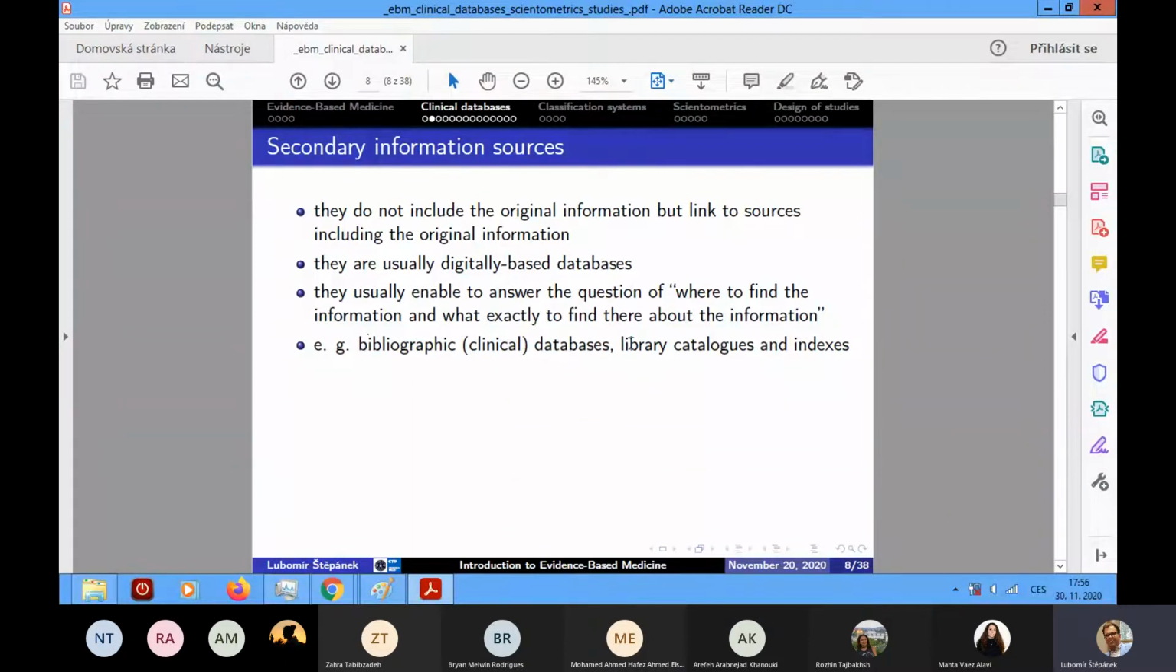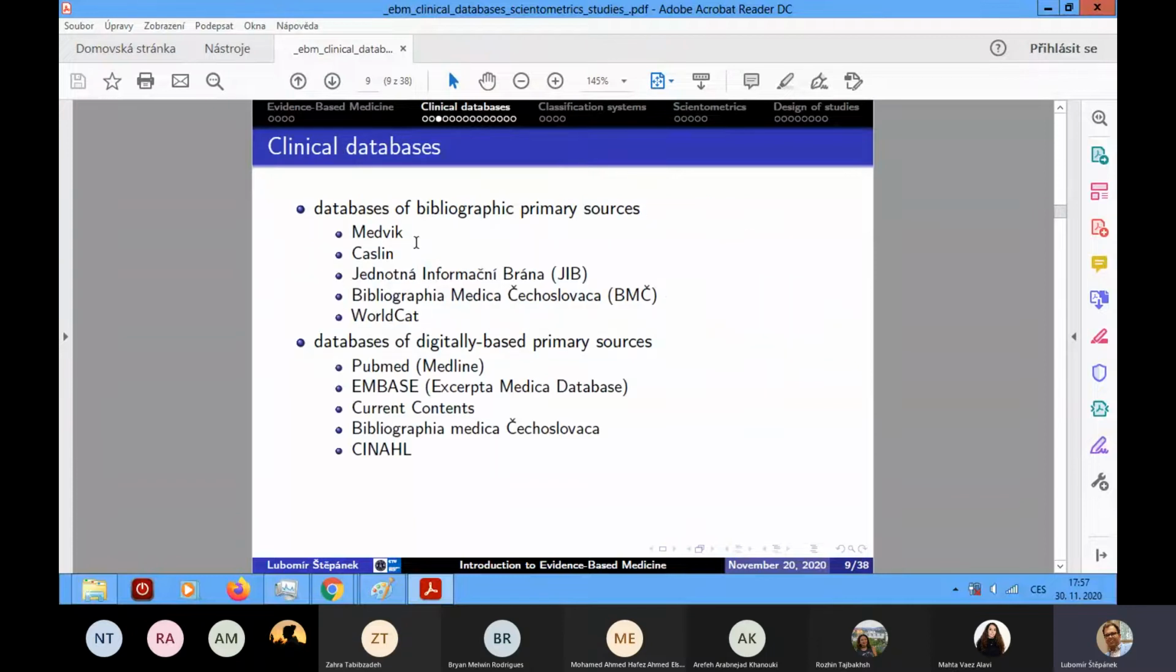They are only online. There could be some library catalogs. Also, nowadays they are usually online for indexes. Yeah, and so the most important term is clinical databases. What are the important clinical databases?